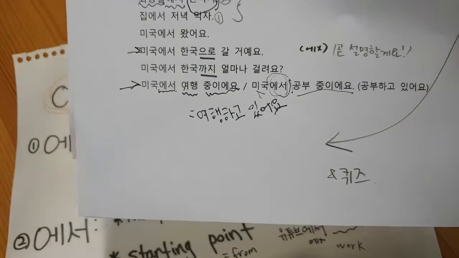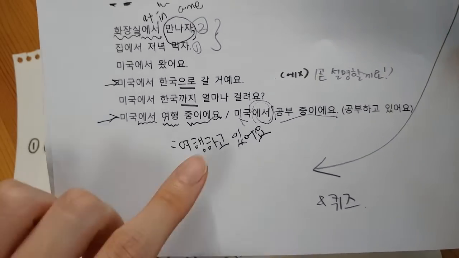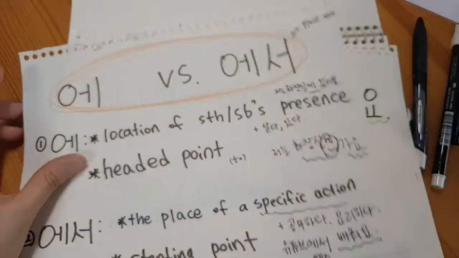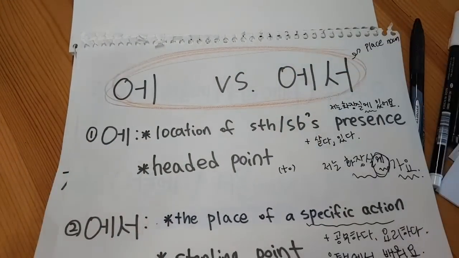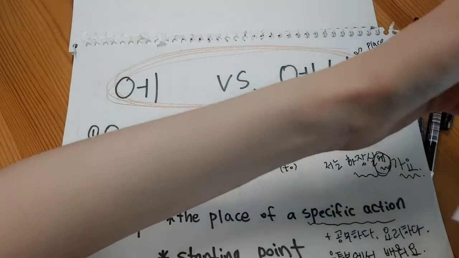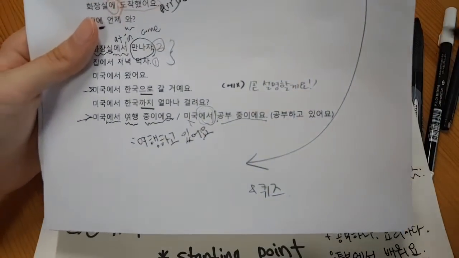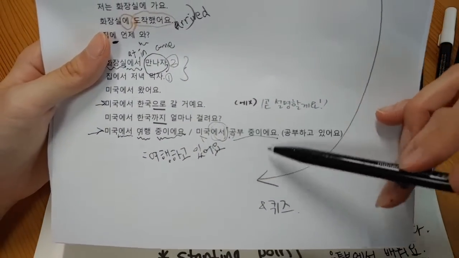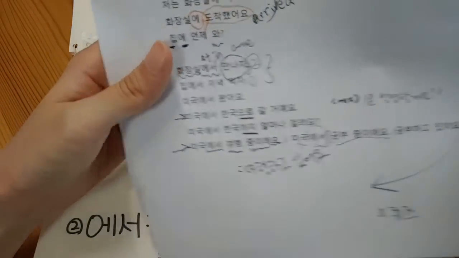So when you say, I live in the United States of America, you can say 미국에, right? 미국에 살아요. But like I said, 에서 is also possible with the verb live, 살다. But 에 is more correct. So 미국에 살아요. But when you're doing something specific in the United States, you can say 미국에서 공부 중이에요. Or 미국에서 여행 중이에요.